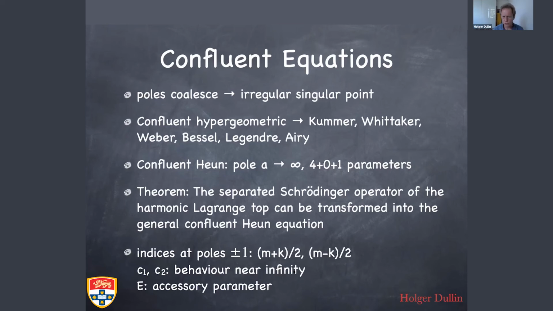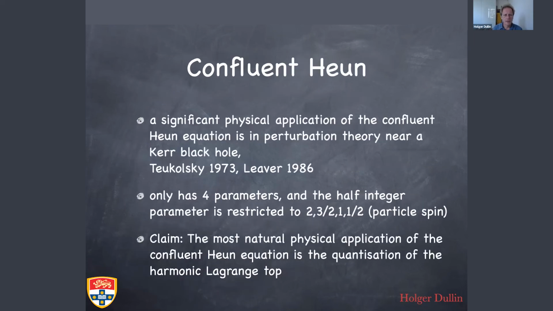Then we had two more parameters in the Confluent Heun equation, and that's the C1 and the C2. And that's why we introduced the C2 in the first place, so that we would have enough parameters to get the general equation. And the eigenvalue of the energy is the accessory parameter of the Heun equation. Right. Okay.